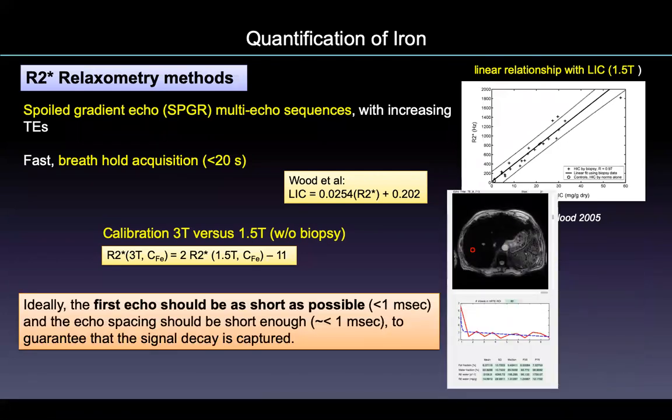And another important issue in relaxometry methods is that the first echo should be as short as possible, and the echo spacing should be short enough to guarantee that the signal decay is captured. This is particularly relevant in cases of severe iron overload, because if the first TE is too long, most of the MR signal will have irreversibly disappeared by the first image acquisition.